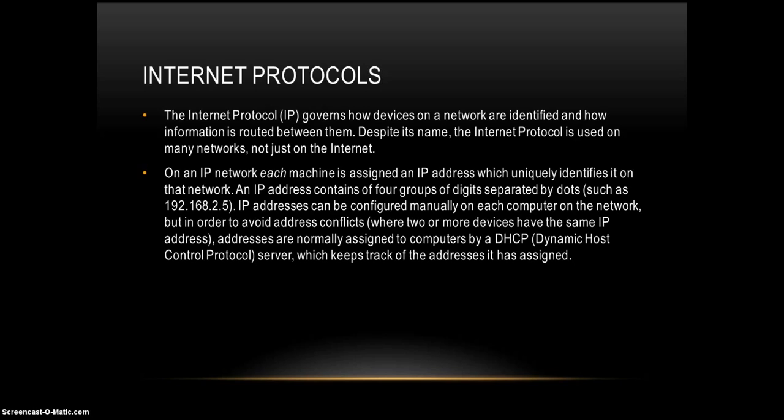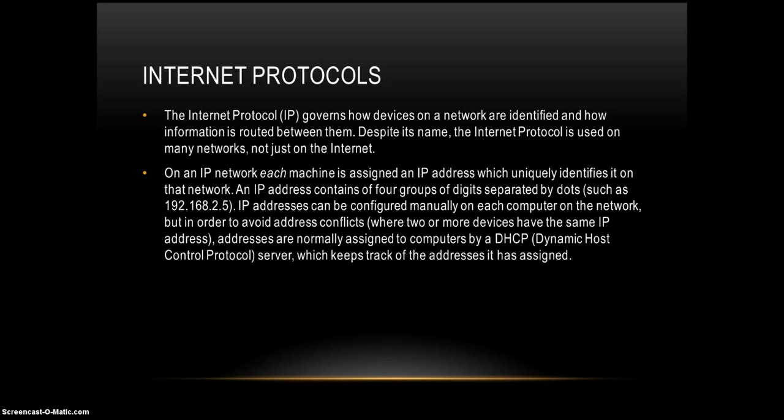Internet protocols. The Internet Protocol, or IP, governs how devices on a network are identified and how information is routed between them. Despite its name, the Internet Protocol is used on many networks, not just on the Internet. On an IP network, each machine is assigned an IP address, which uniquely identifies it on that network. An IP address contains 4 groups of digits separated by dots, such as the number shown below.